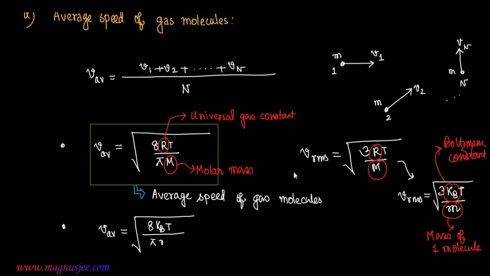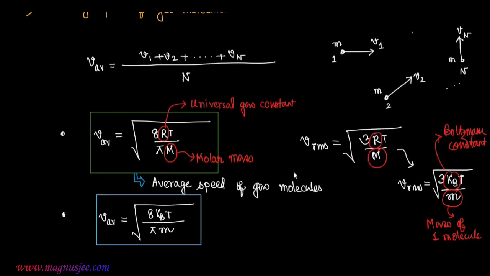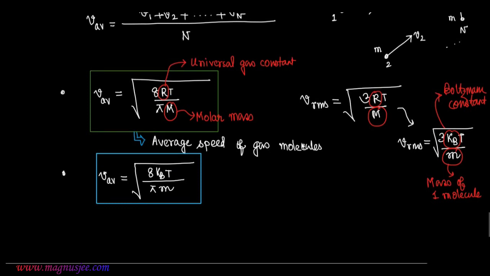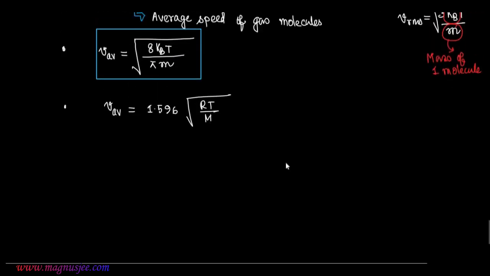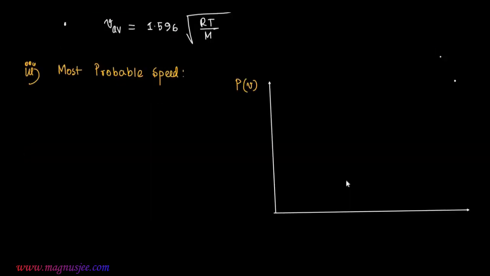So Vav has another expression, that is root over 8kT divided by pi small m. And Vav has another expression, that is 1.596 root over RT by capital M. So these are the different expressions of average speed of gas molecules.